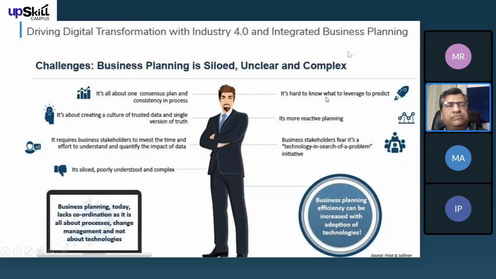And there are some challenges when we do the business planning. Sometimes it is hard to know what to predict, and it is more reactive planning. That is one of the things that is happening. Because of that, we have to adopt new technologies or new processes.